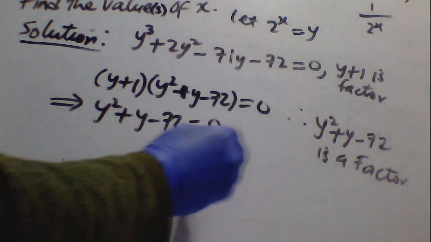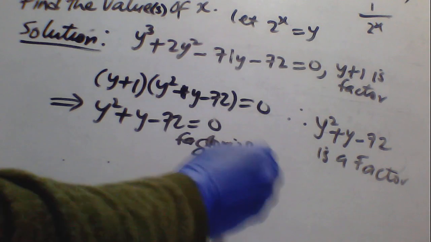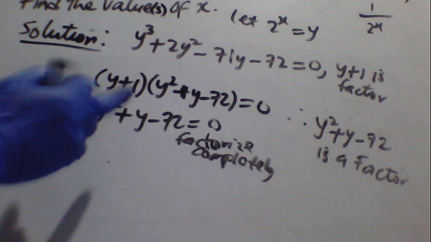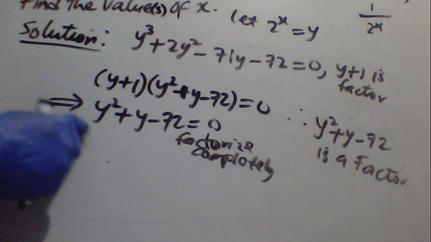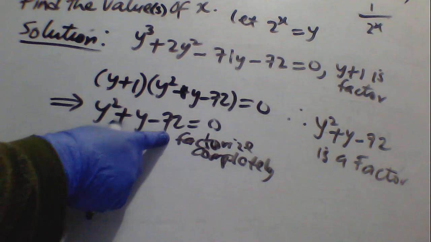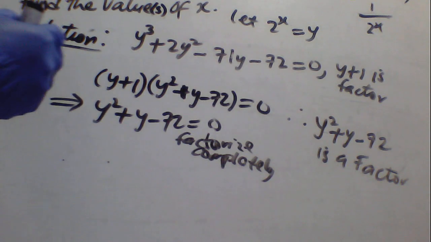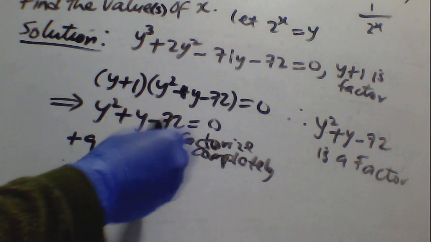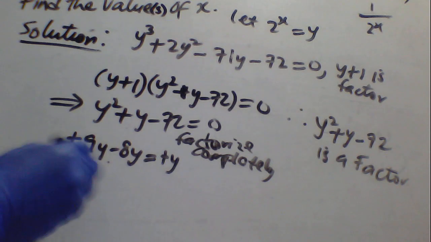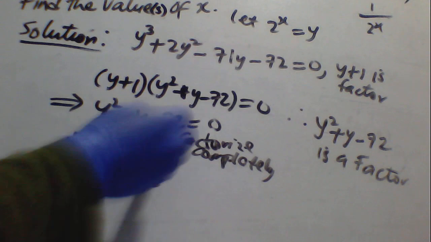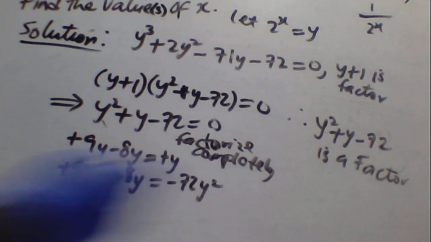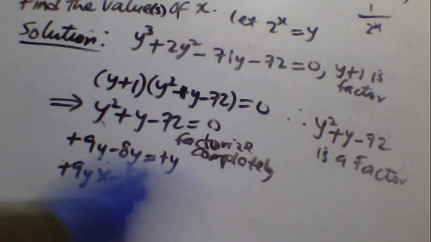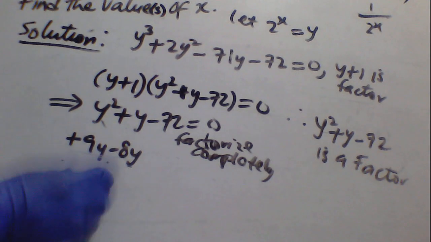So let's factorize this completely. How do we factorize completely? Find two terms such that if you multiply them, it will be equal to the product of the first and the last term, and if you add them, it will be equal to the value of the second term. Notice that plus 9y minus 8y is equal to plus y, and plus 9y times minus 8y is equal to the product of the first and the last, minus 72y². So these are the two values you needed: plus 9y and minus 8y. So replace plus y with this.